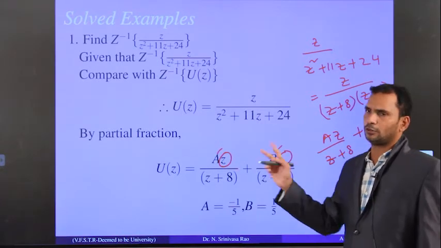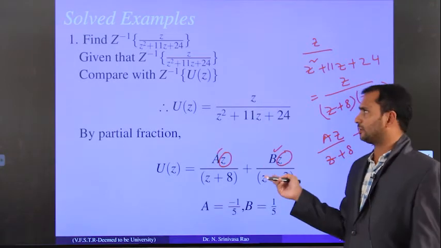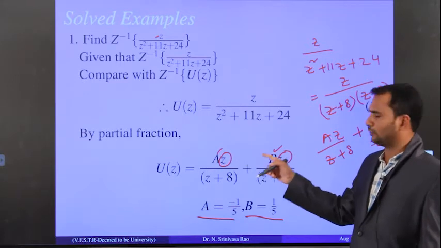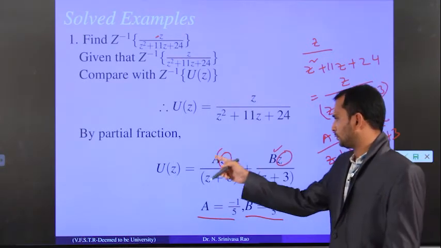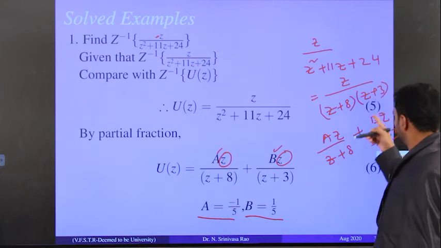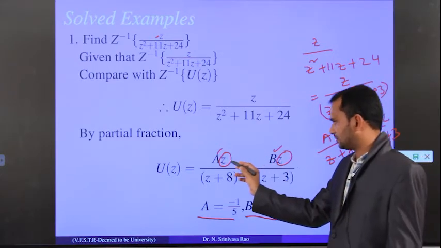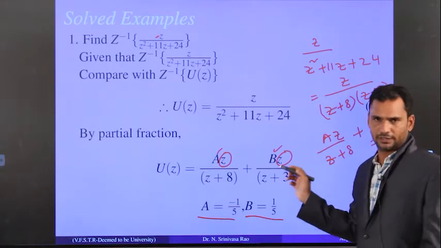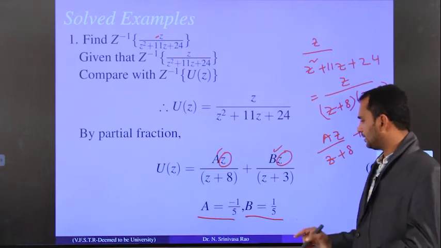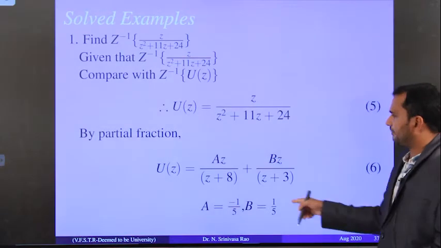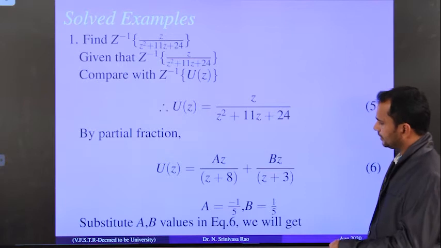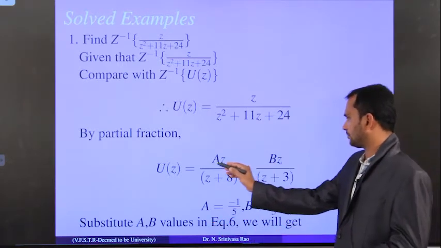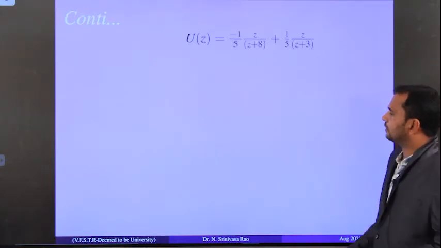By comparing both sides, the z square coefficients, z coefficients and constants. So when you are doing partial fractions, the only extra thing you have to do is multiply with z in the numerator. That is the extra thing you always have to do, and I have told you the reason already. So now once you have A, B values, you just substitute A, B values in equation 6.